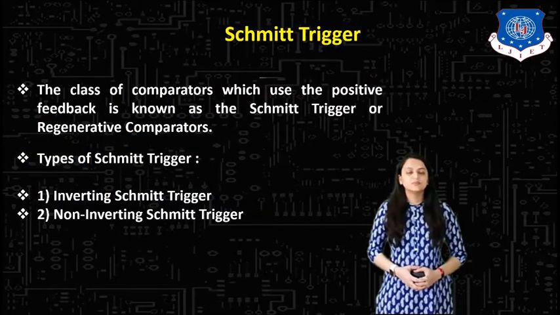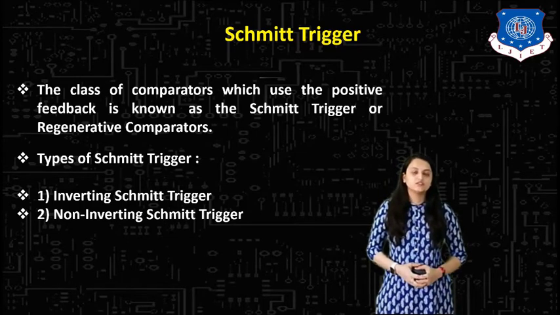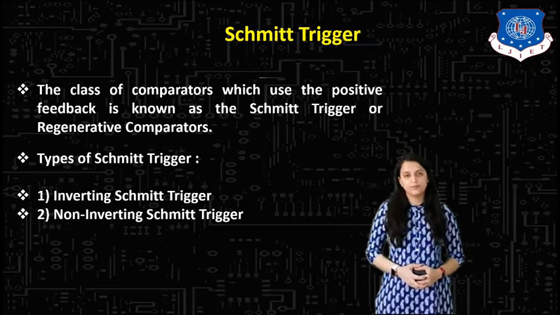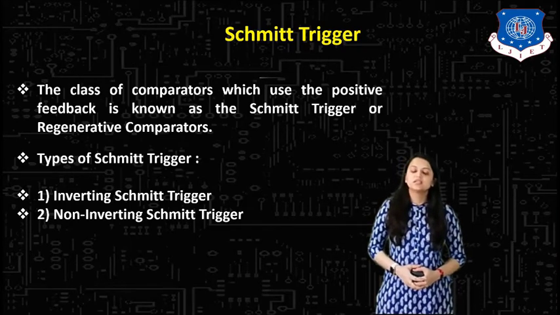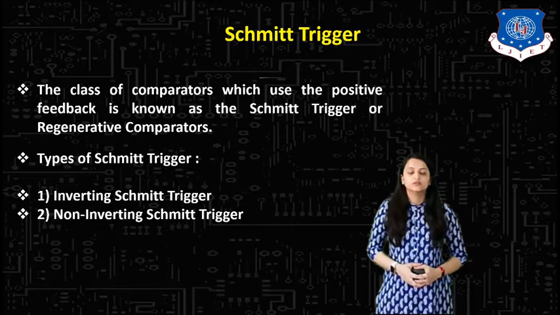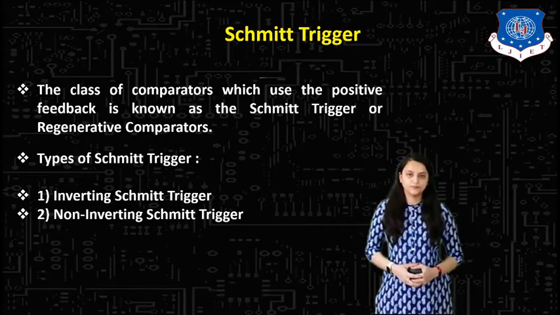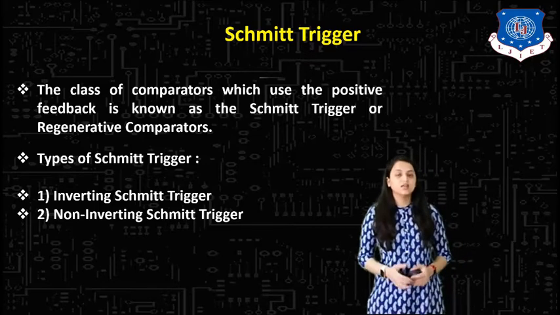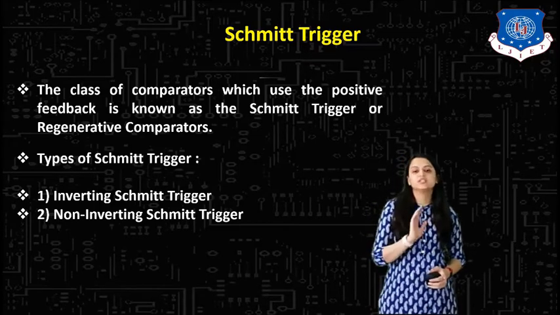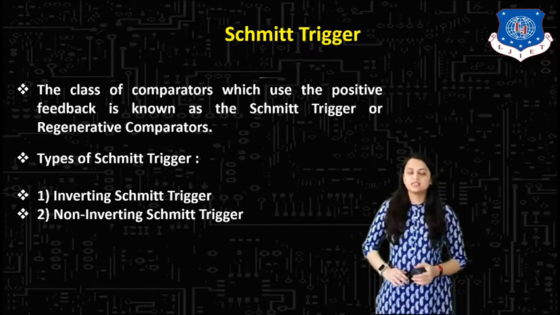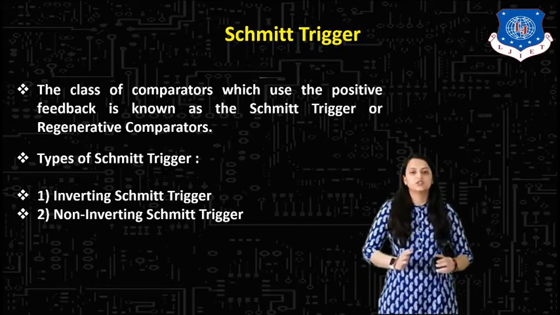So first of all, what is a Schmitt trigger or a regenerative comparator? The class of comparators which use positive feedback is known as the Schmitt trigger or regenerative comparators. There are basically two types of Schmitt triggers. The first one is the inverting Schmitt trigger and the second one is the non-inverting Schmitt trigger. Schmitt triggers are those comparators which have positive feedback. They do not use negative feedback, but whenever there is positive feedback, that is called a regenerative comparator.